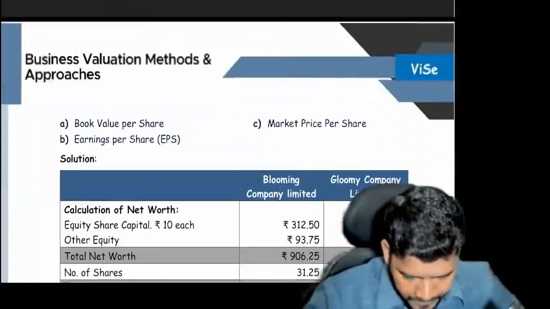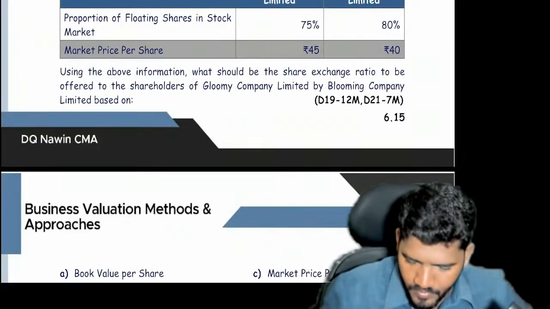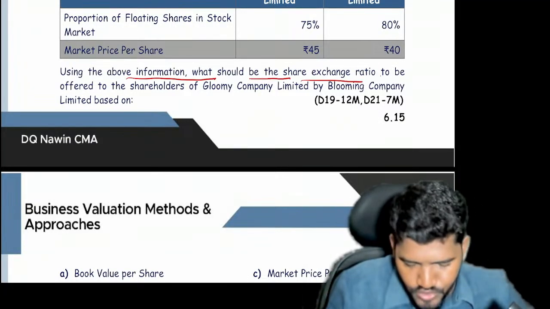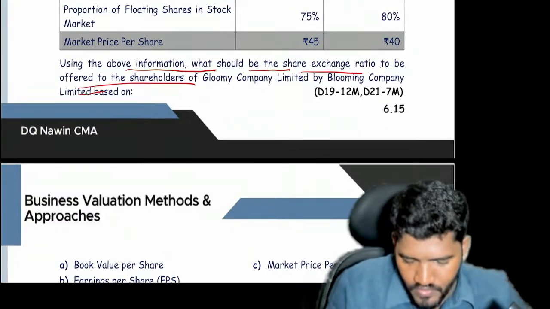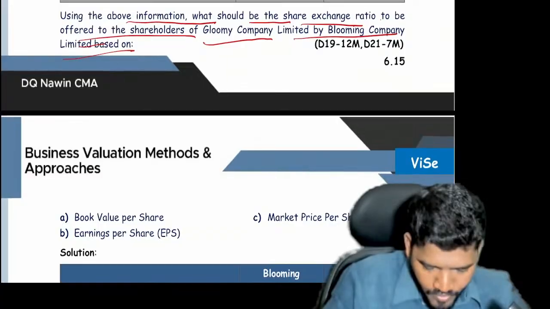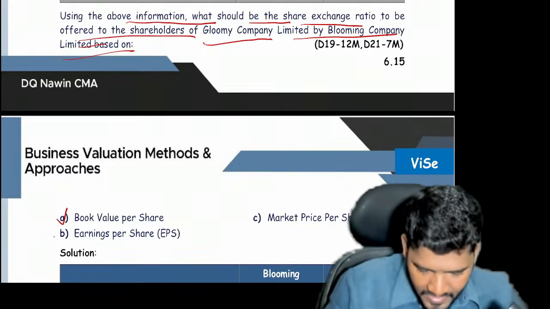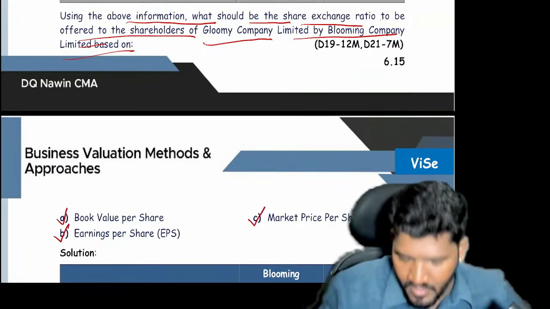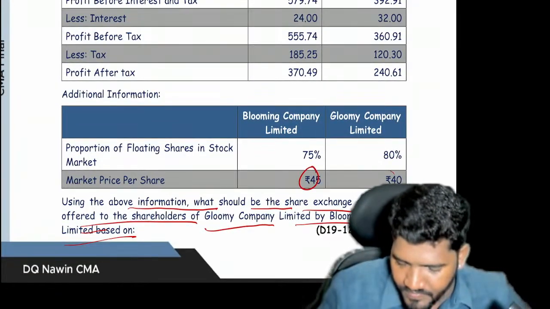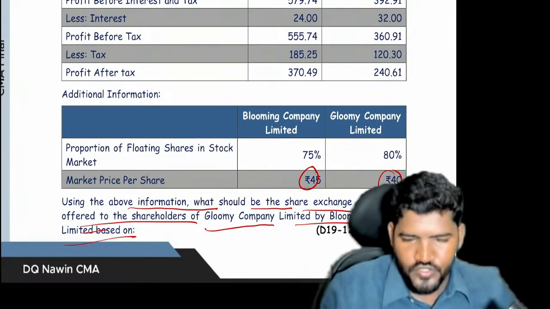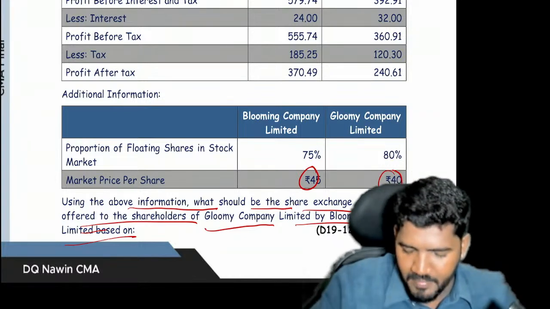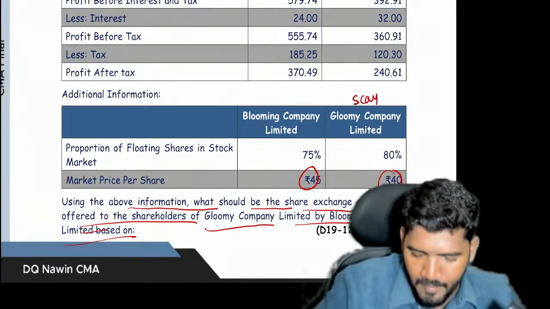Now see this problem. They are asking: using the above information, what should be the share exchange ratio to be offered to the shareholders of Blooming Company Limited, based on book value per share point of view, earning per share point of view, and market price per share point of view? I think market price is directly given in the question. So first you need to focus on which company is the selling company and which is the purchaser company.